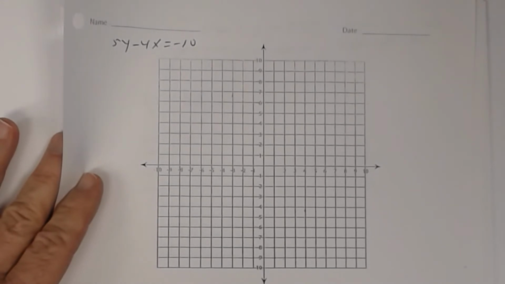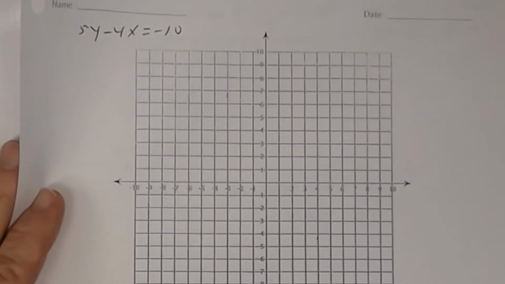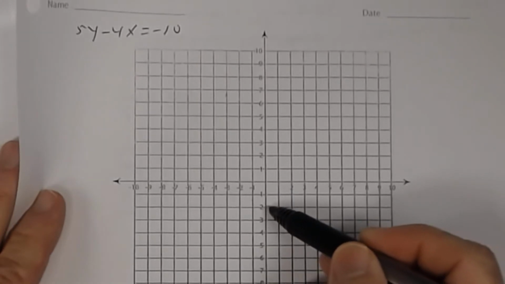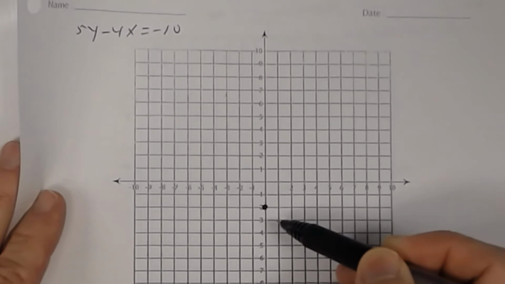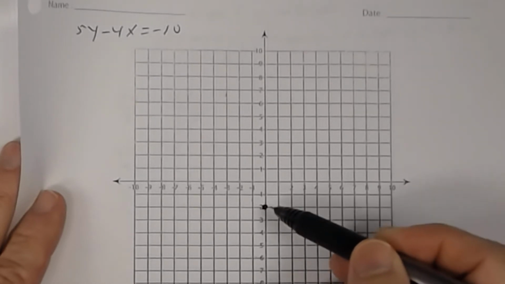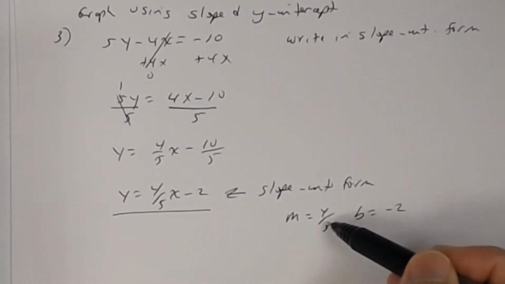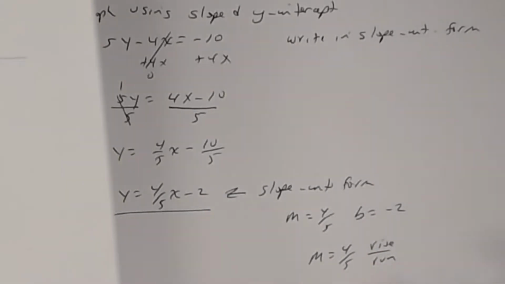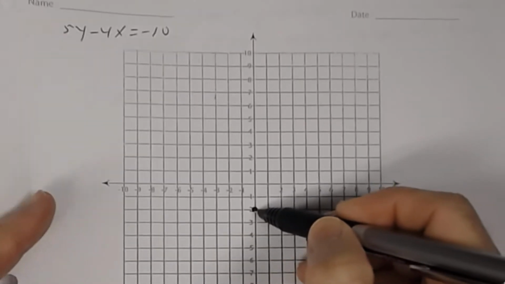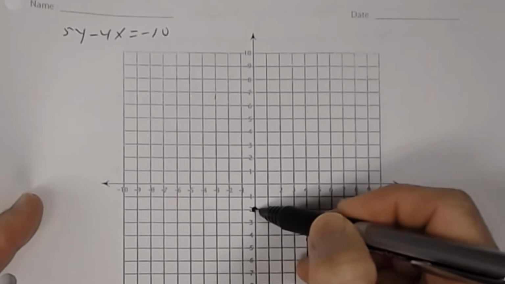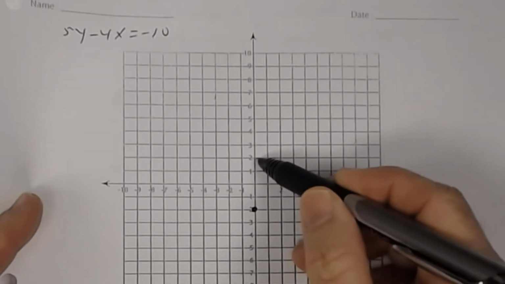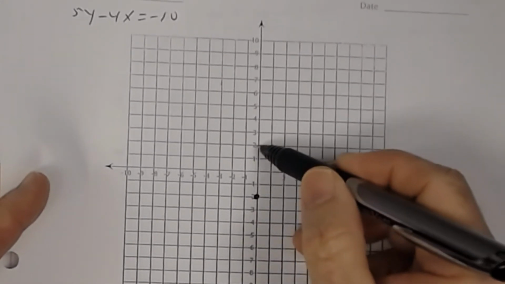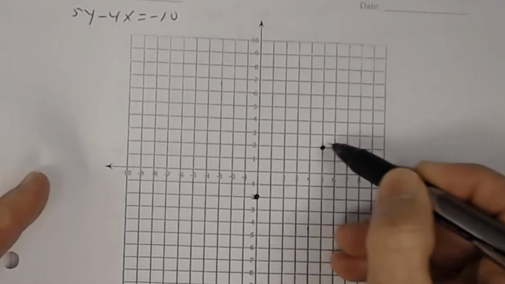Let me go ahead and make this a little bit larger so you can see it. The graph crosses the y-axis at negative 2. So right here, negative 2. So I'm going to plot the point at negative 2. And then all I need is one more point. I'm going to use the slope, which is 4 fifths, which is rise over run. They're both positive. So remember, you always start at the y-intercept. So you're going to go up 4, 1, 2, 3, 4, and then to the right 5: 1, 2, 3, 4, 5. And so there's the other point.